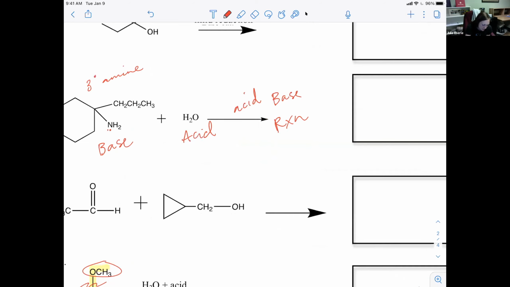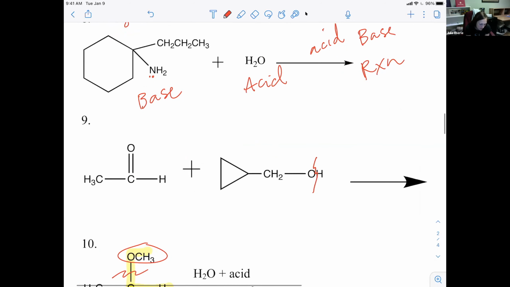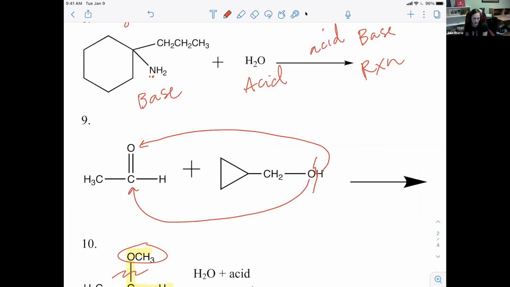So remember, we're going to break this alcohol right here, and this hydrogen goes right there. And then this alcohol is going to be bonded to that carbon through the oxygen. And the double bond goes away. Not entirely, it becomes a single bond.